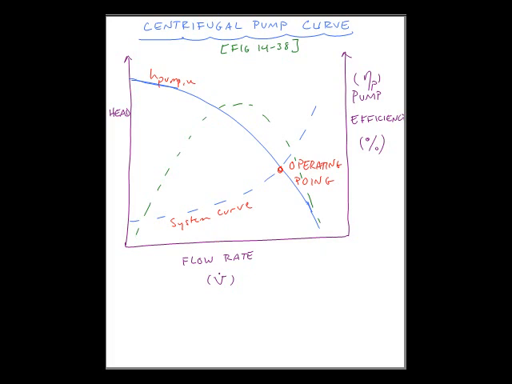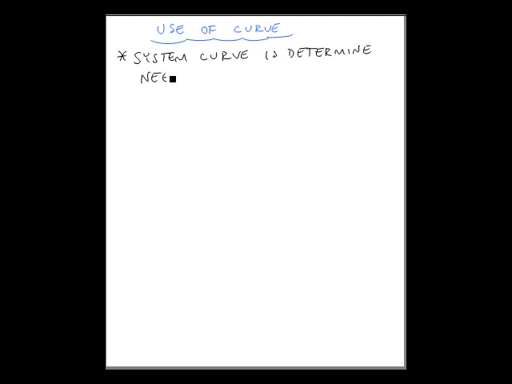Now, what do I use this curve for? Well, that's a great question. Typically, it's squirreled away somewhere and you rarely look at it. So, let's actually figure out what it's for, so when you're in this case you might actually know what to do with it. The system curve is determined by need. So that's, what do I want out of my pump? What do I need out of my pump?